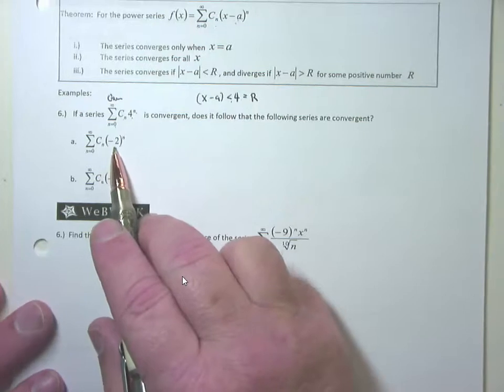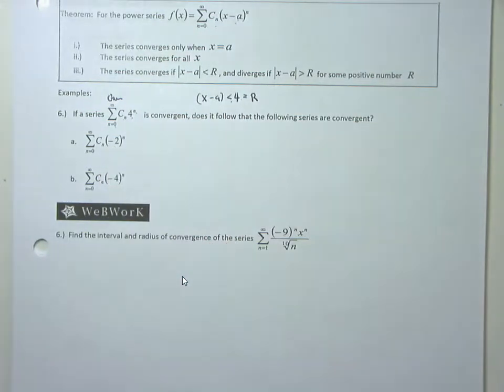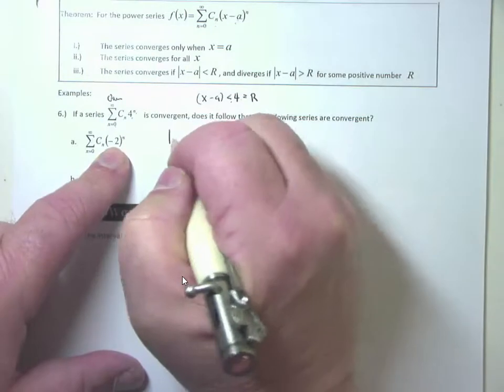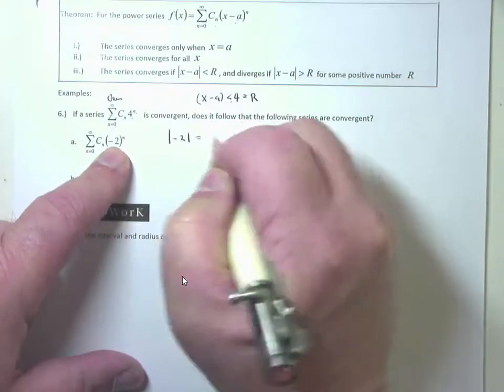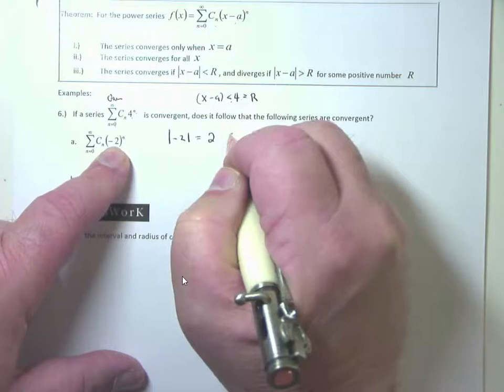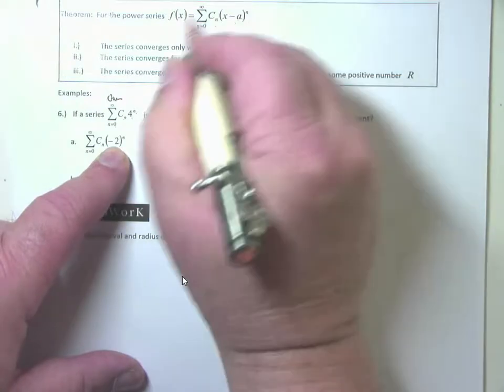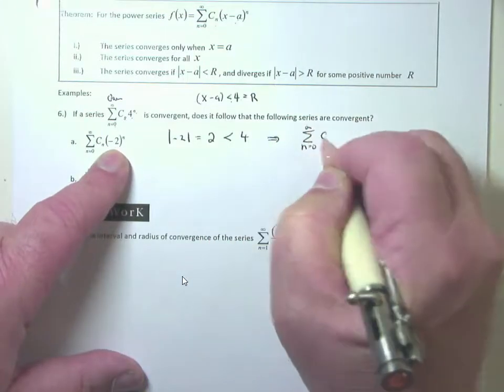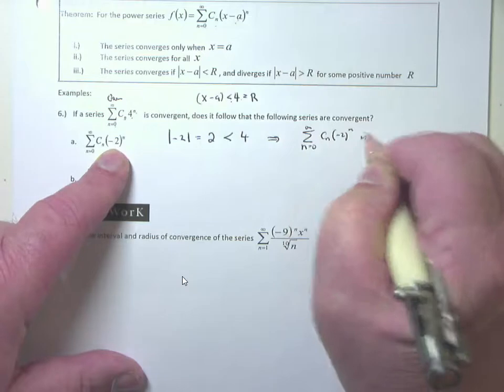Then look at letter A, 6A. Does that imply that the sum as n goes from 0 to infinity of c_n times negative 2 to the n is going to converge? The answer is yes or no. Well, since the absolute value of negative 2 is equal to 2, which happens to be less than 4, and we were given that the original series converges, that does imply that the sum of c_n times negative 2 to the n is convergent.